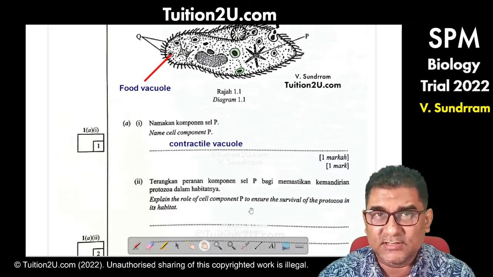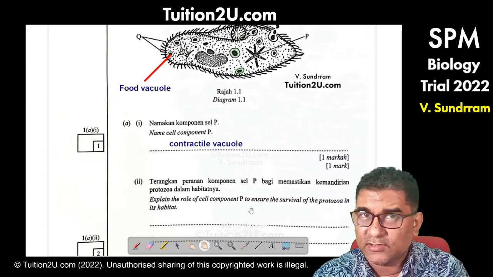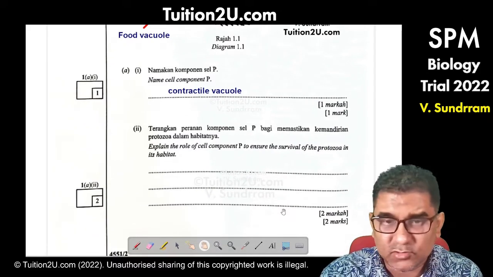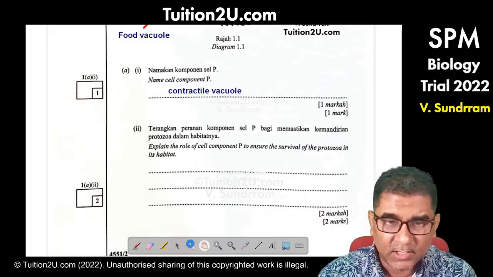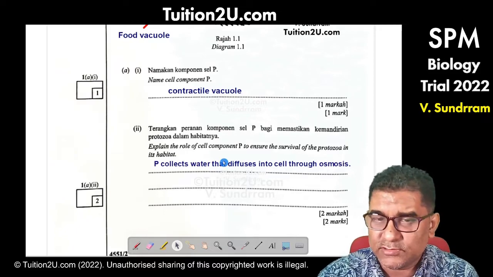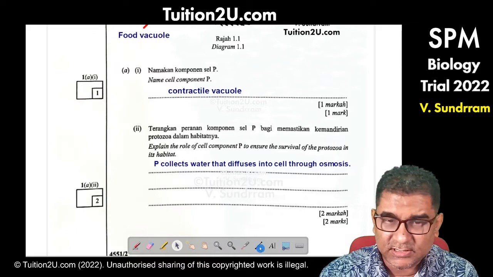We are ready for the answer. You must be ready also. If you get a paramecium, you get contractile vacuole, immediately you must get, how many marks they're giving us? They're giving us 2 marks. So that's bonus question for us. So the first point is P collects water that diffuses into the cell through osmosis. It is not mentioned in here.